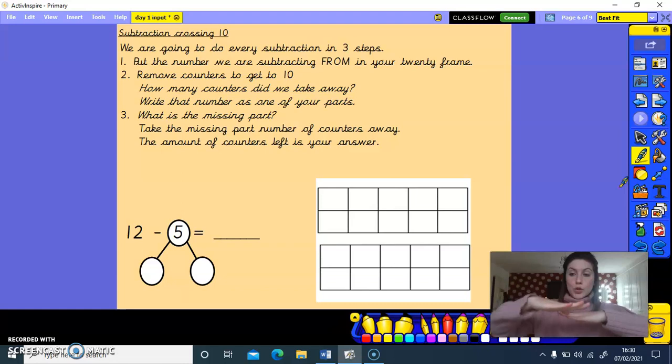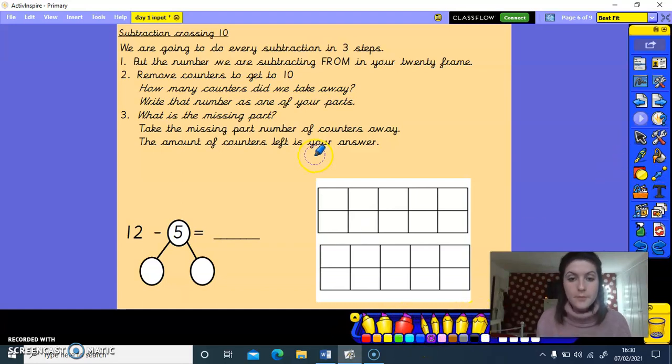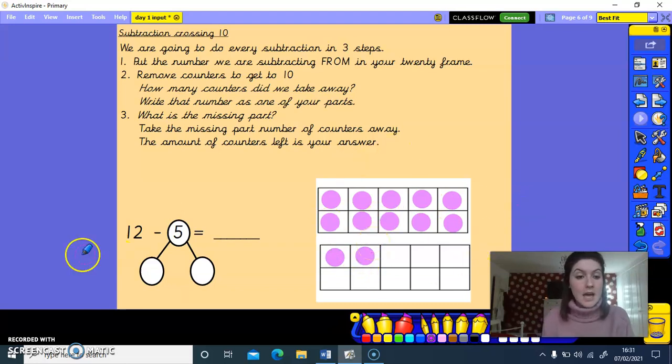So right now, on your 2 tens frames, I would like you to do this with me. Can you count out 12 items and fill your frame? So I'm going to draw mine on. Here we go. 1, 2, 3, 4, 5, 6, 7, 8, 9, 10, 11, 12. So I've got 12 counters in my tens frames because I'm subtracting from 12. Okay, that's the first step.